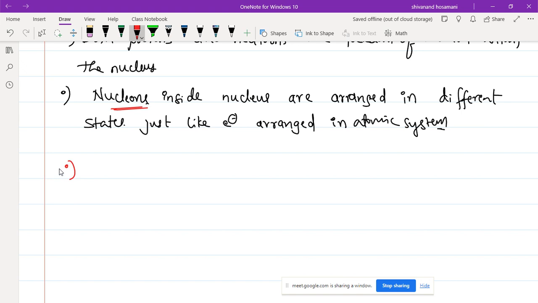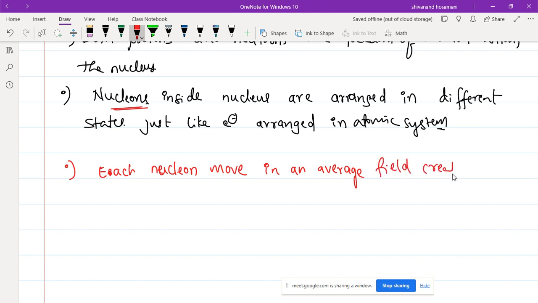Next, each nucleon moves in an average field created by all other nucleons.